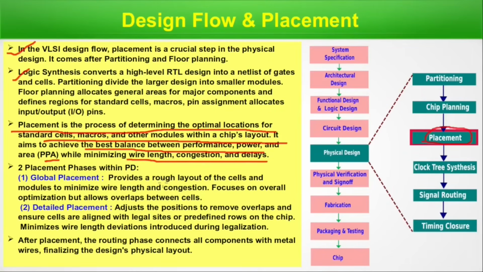There are 2 placement phases within PD. One is global placement, another one is detailed placement. Global placement provides a rough layout of the cells and modules to minimize wire length and congestion, and focuses on overall optimization but allows overlaps between cells. Detailed placement adjusts the positions to remove overlap and ensure cells are aligned with legal sites or predefined rows on the chip. It minimizes wire length deviations introduced during legalization. In legalization, that overlap is removed.